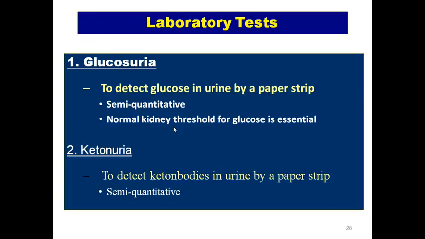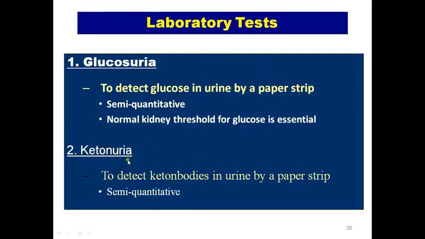So what are the lab tests? Glucosuria is to detect the glucose in the urine by a paper strip. It's semi-quantitative and it depends on the normal kidney threshold for glucose. If the kidney has some defect, is already diseased, then this cannot be of much use. Ketonuria is to detect ketone bodies in urine by a paper strip. It is again a semi-quantitative test.